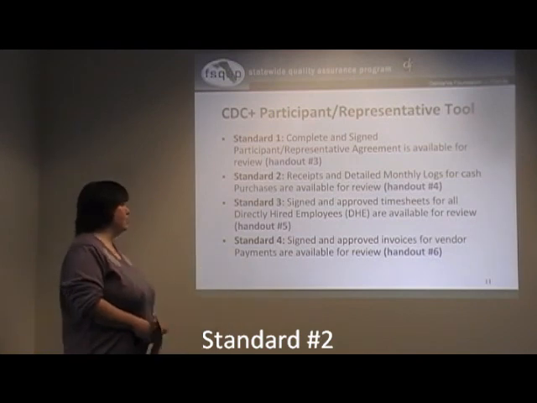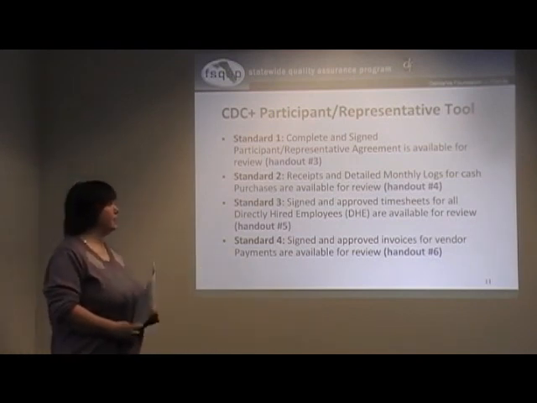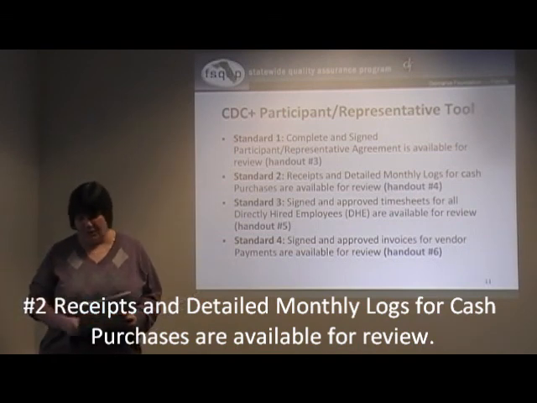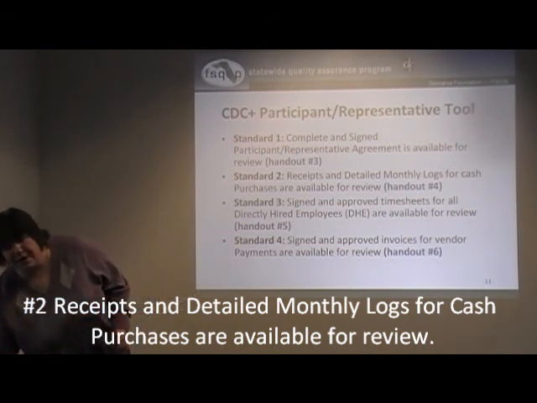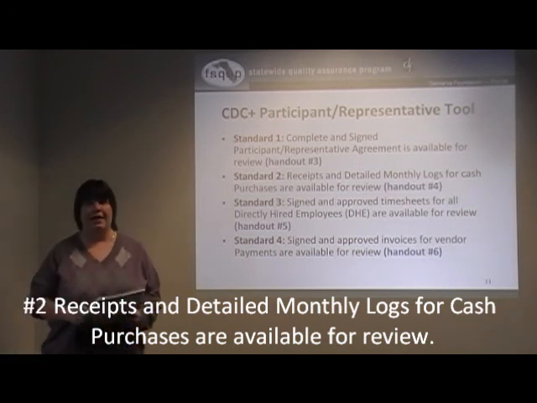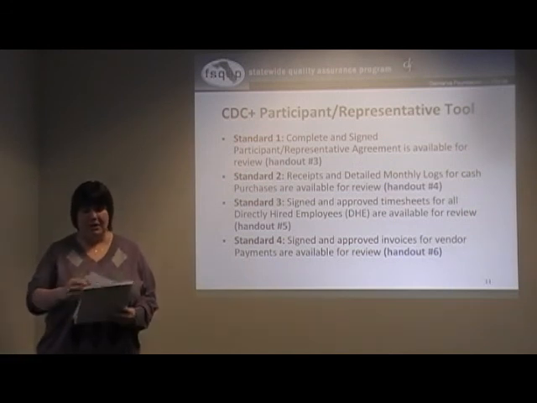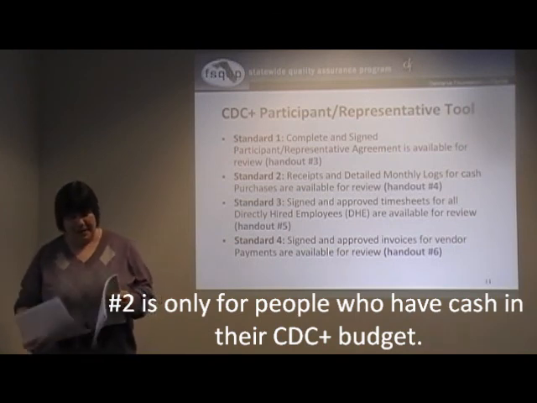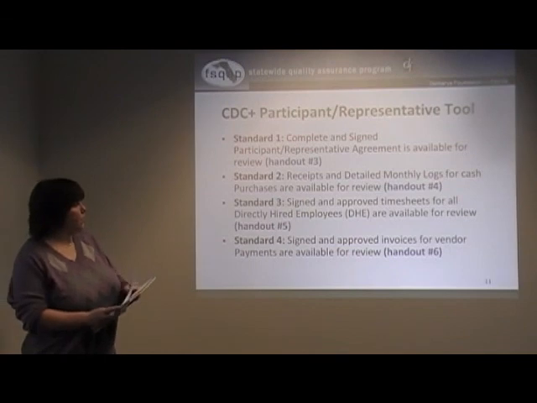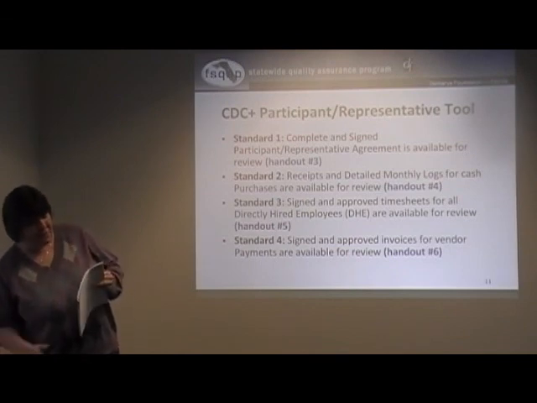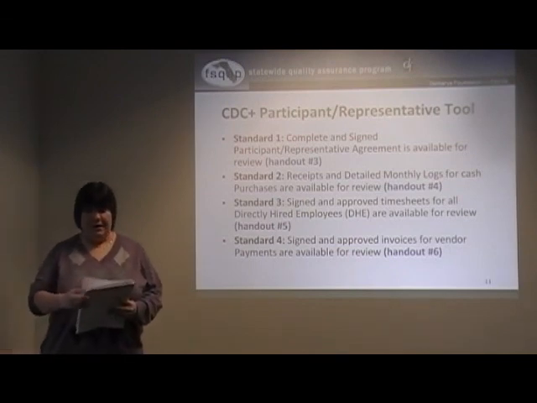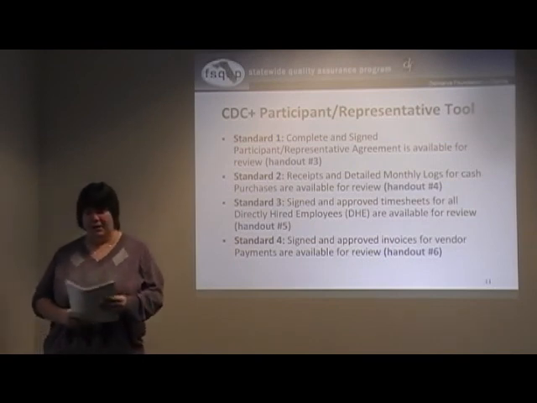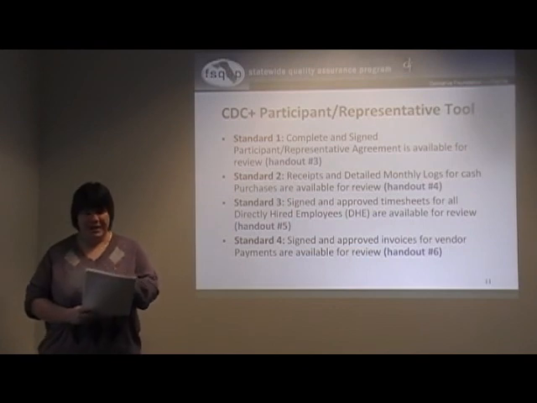Standard number 2, I referenced this in an example. Receipts and detailed monthly logs for cash purchases are available for review. If you happen to have cash on your purchasing plan, and that means that you have a certain amount of cash each month that you're using in your budget, you need to maintain a log. Handout number 4 is an example of what that log would look like. And the key part that you need to remember is that you have on one side of the handout's 2 pages. It has the log.